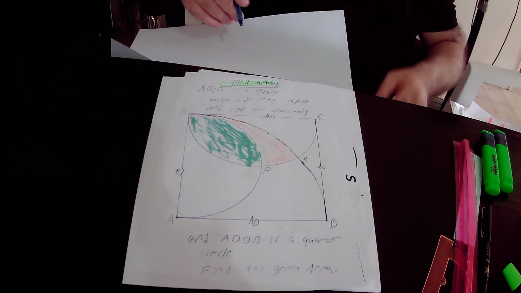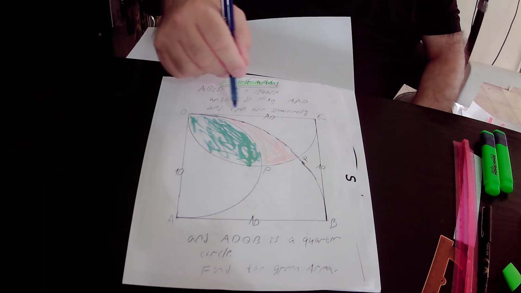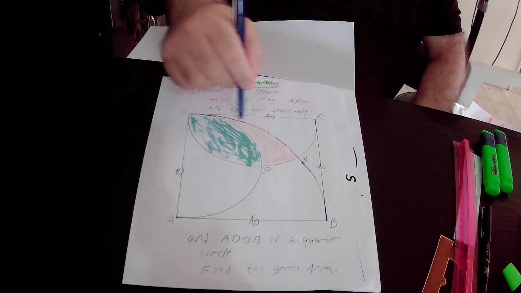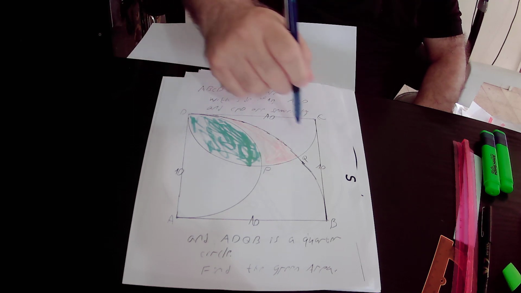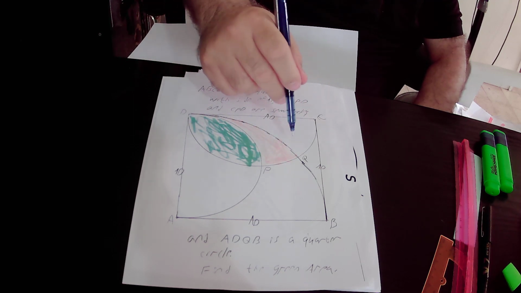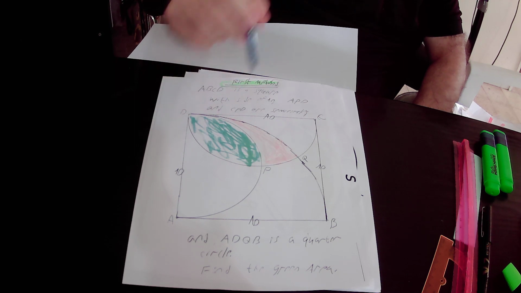Repeat again that the area of this orange shape equals the area of the big lens minus the area of the blue lens.